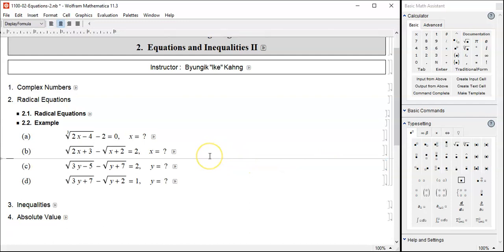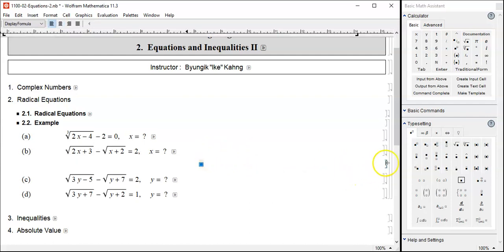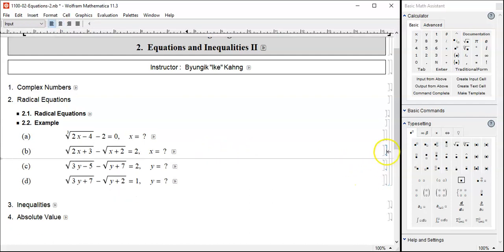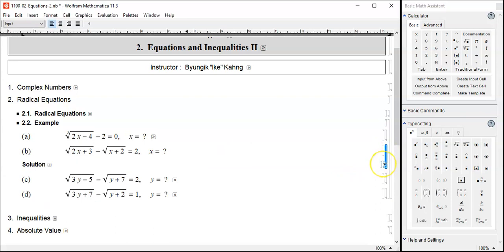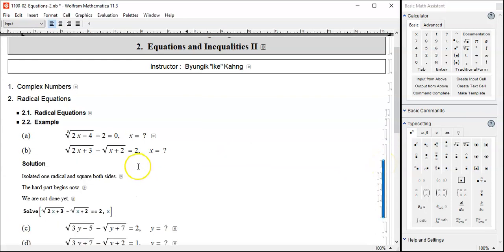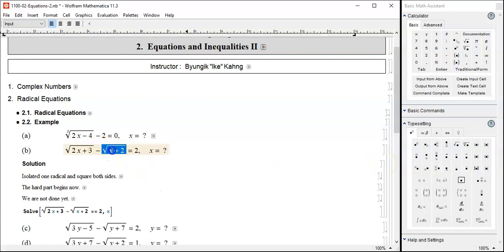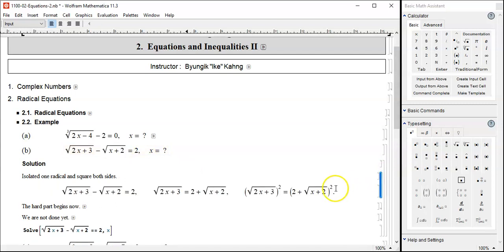So how do you do that? This is a long problem, so let's go to the answer key here. So isolate one radical. Let's flip this one to the other side, and then square both sides. Here we go. Flip this to the other side like that, and then square both sides. Does it make sense?